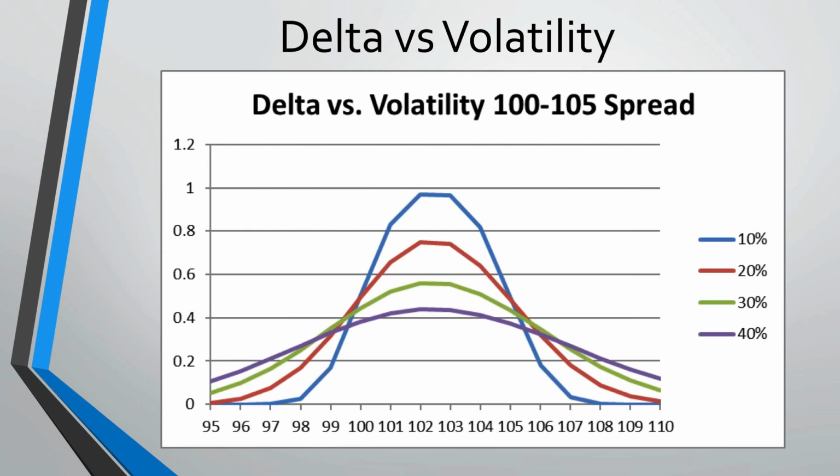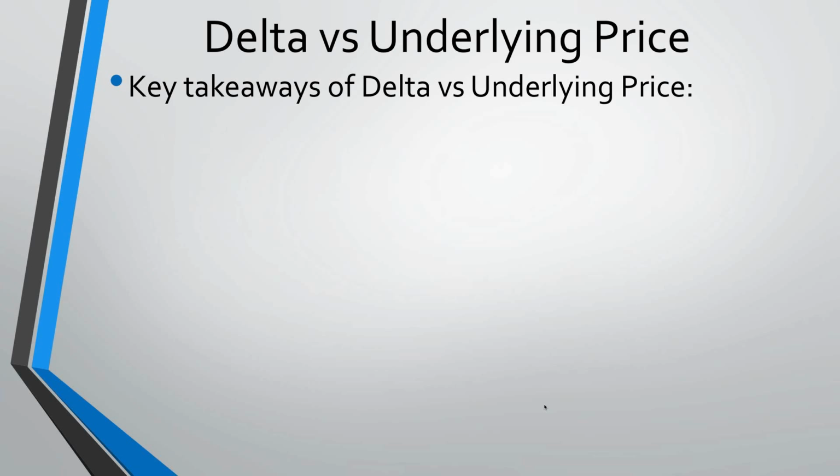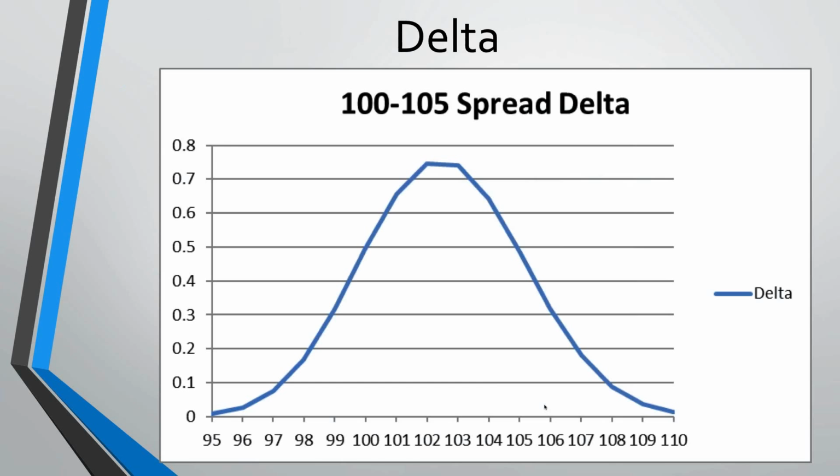Let's go back to delta real quick. What I want you to understand, delta versus time. So let's say a strategy tells you that there's high volatility, or there's a lot of time to expiration, and the extrinsic value of the spread is really pumped up. Where might I want to enter it?